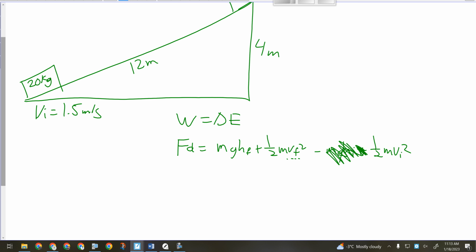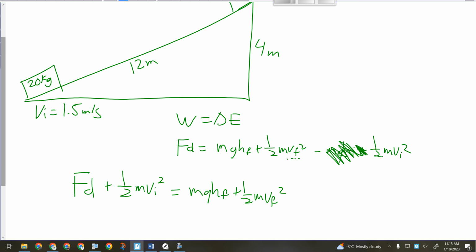What I would do first is add the initial mechanical energy over to the other side. So I'm going to have the change in energy plus the initial mechanical energy equals the final mechanical energy. That makes sense, that's work energy theorem. If I take how much I change it by and add it to what I started with, I should get what I have at the end.